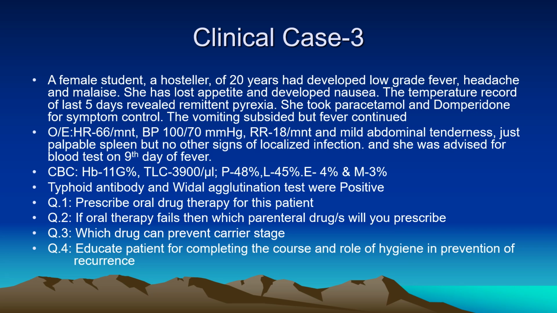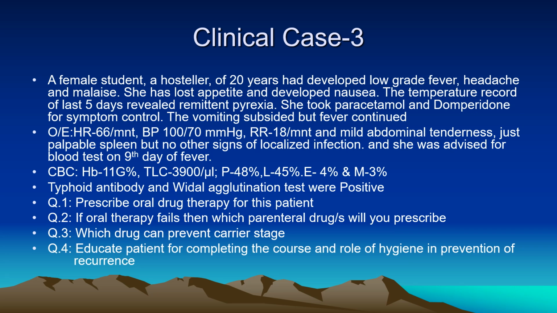Clinical case 3. A female student, a hostler of 20 years, had low-grade fever, headache and malaise. She had lost appetite and developed nausea. The temperature record of the last 5 days revealed intermittent pyrexia. She took paracetamol and domperidone for symptom control. Vomiting subsided, but fever continued.